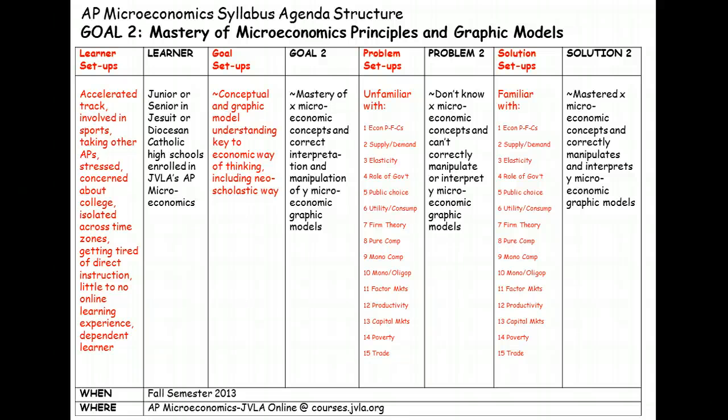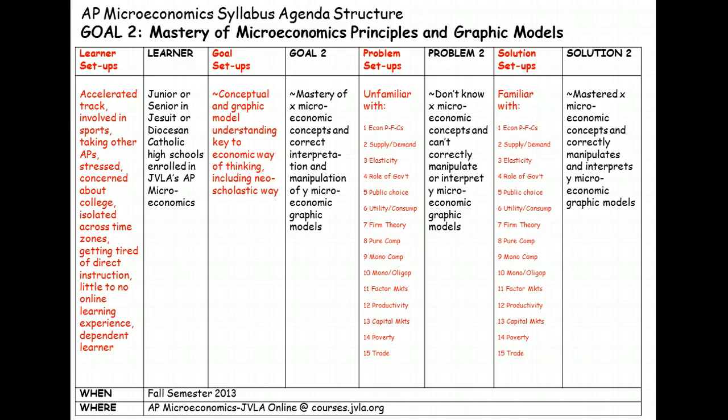Next, I filled in the problem setups, the obstacles to achieving the overall goal, in this case, mastery of microeconomics principles and models. I anticipate that my students will probably be very unfamiliar with the content of my 15 units in this course, and that is the main obstacle to achieving the goal. I also regarded these 15 units to be the how of my solution. These units contain the means by which my learners will achieve conceptual mastery of basic microeconomics principles and the graphic models they'll need to be familiar with in order to express micro principles.